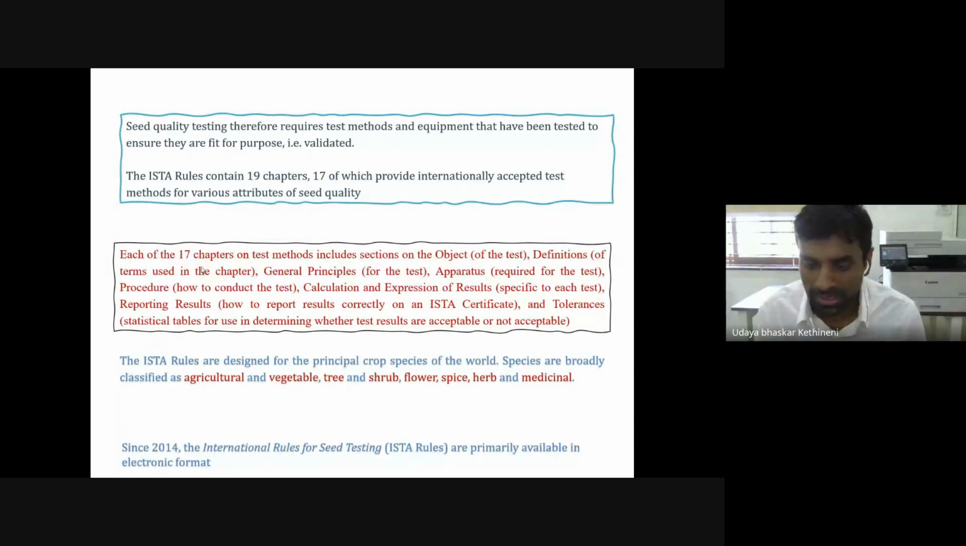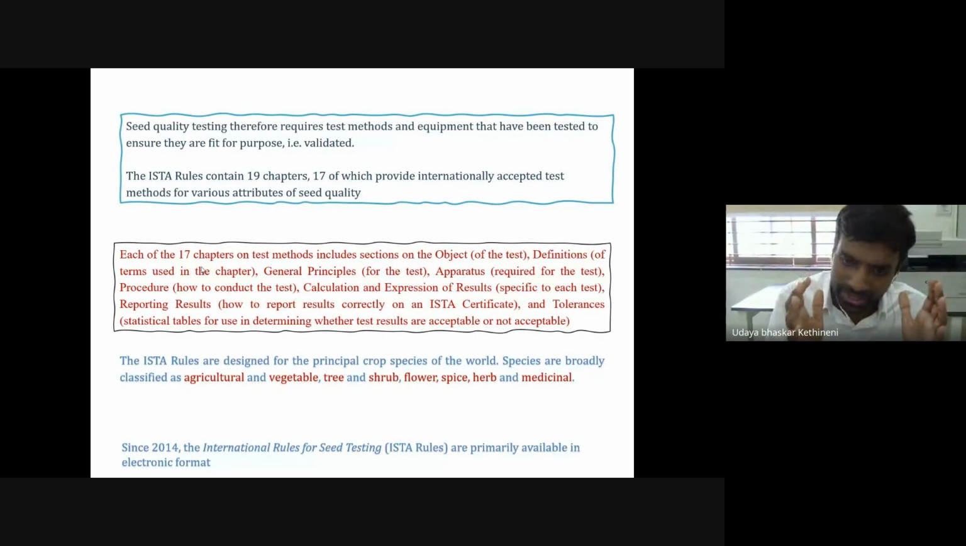But the ISTA rules are not sacrosanct or restricted to a particular set. If ISTA methodology is not there for a particular species, for example a medicinal plant, you can propose it for inclusion by representing it to the ISTA secretariat. They will first submit your proposal to the ISTA technical committees. For example, for a germination test, the technical committee responsible for germination will evaluate it.